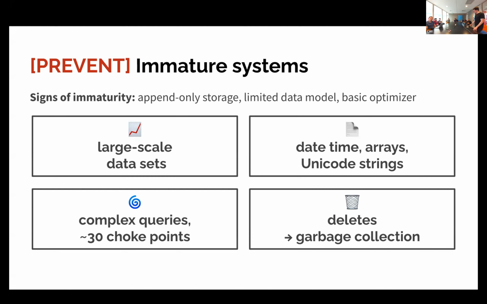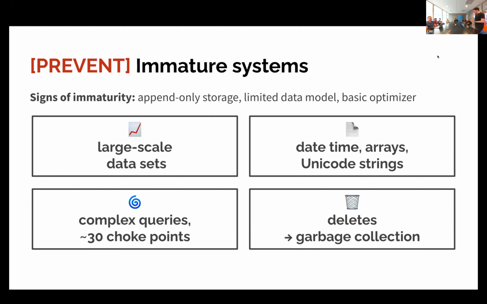And by signs of immaturity, we mean that we encounter many systems with an append-only storage or read-only storage, a very limited data model that only does int64s, or a basic optimizer that doesn't detect any sort of join order that it should. The solution to these immaturities in the benchmark is that we use large-scale data sets, which themselves break many systems just by the sheer amount of data that they should load. Our data is quite interesting, meaning it's not just ints and ASCII strings, it has dates, arrays, Unicode strings, etc., which is quite a challenge even today to many systems.